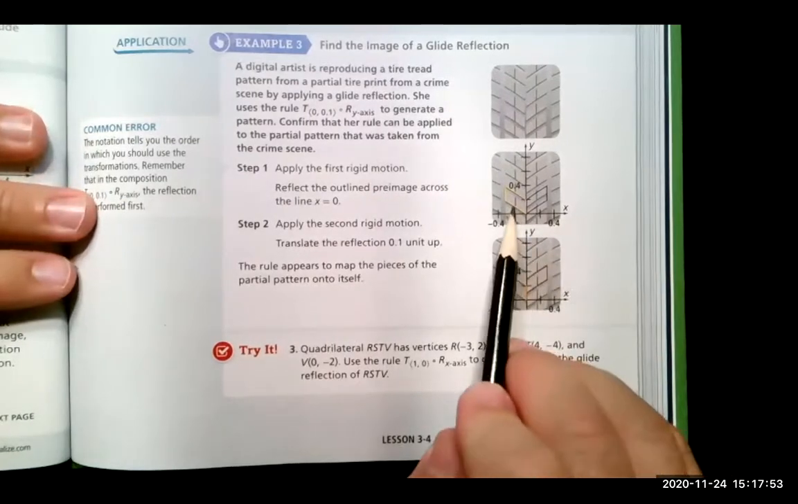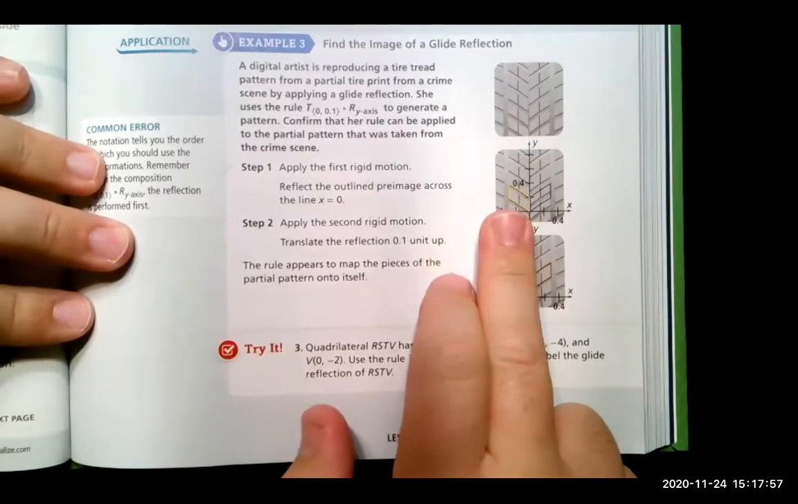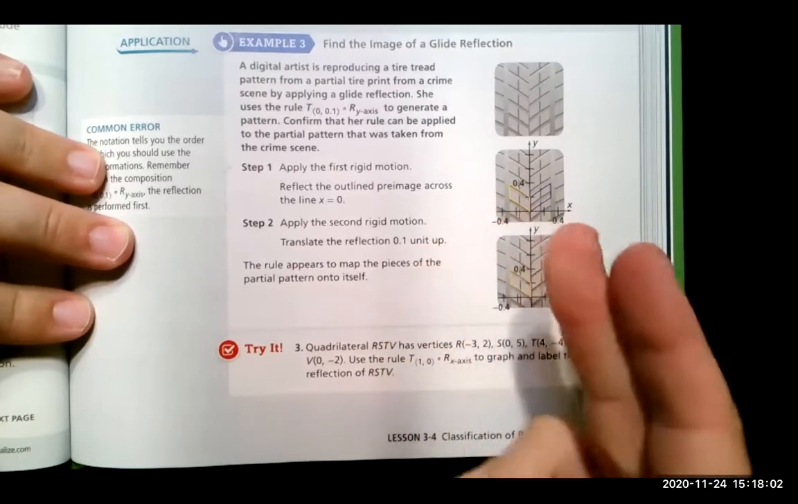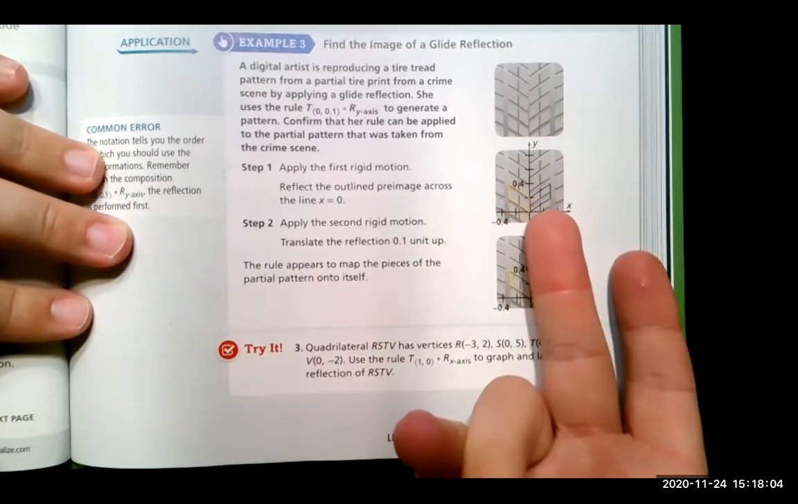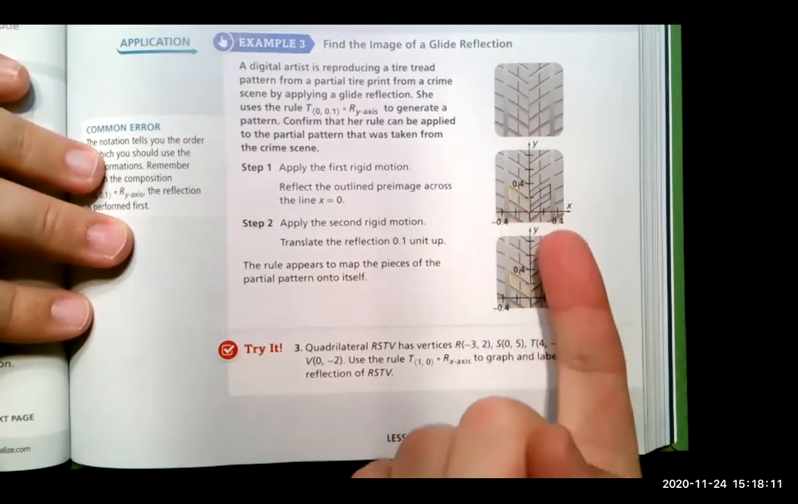I think that the yellow is the pre-image. So what we're going to do is take that yellow space, or that yellow little pattern, and we're going to reflect that across the y-axis. So take that yellow thing and reflect it across the y-axis.